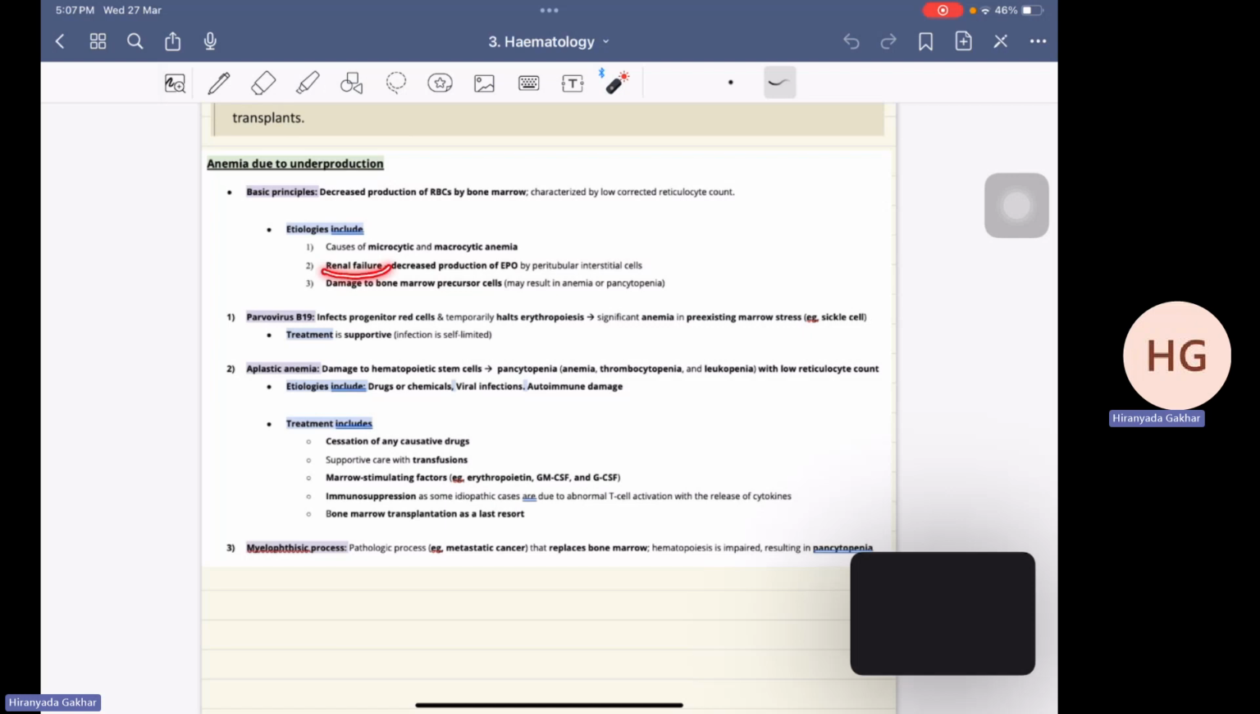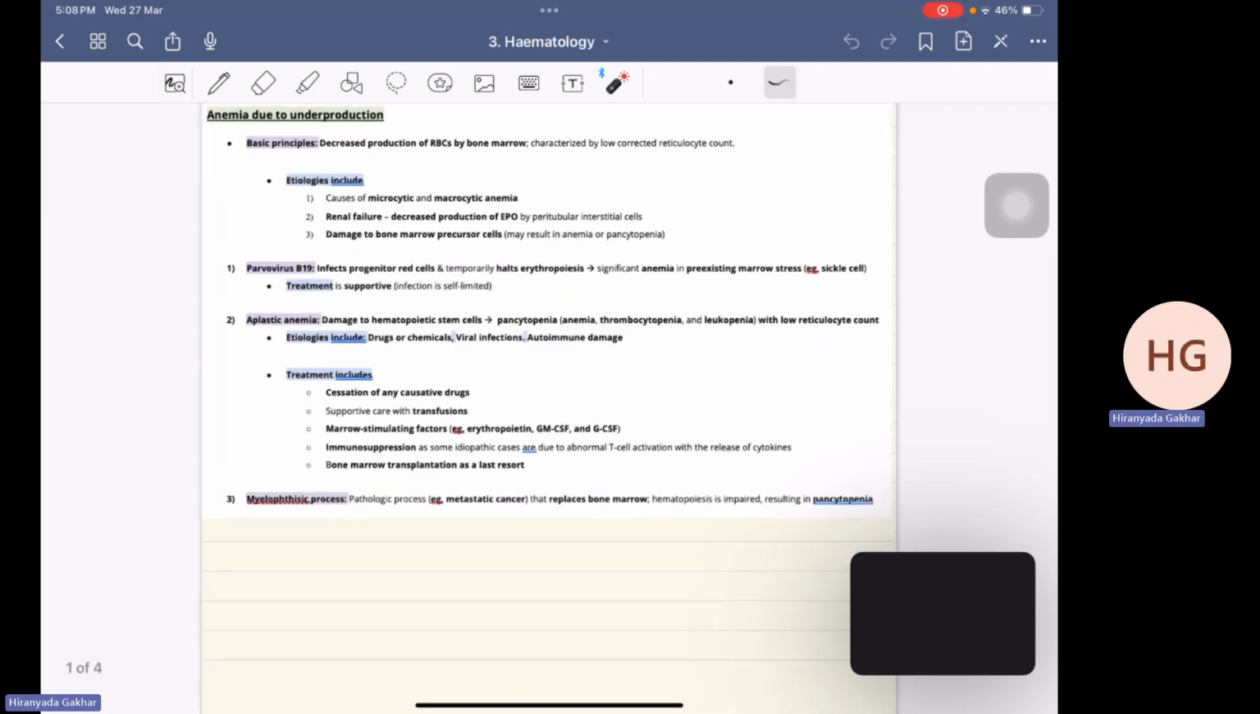It can be due to renal failure because in renal failure there will be decreased production of erythropoietin, and this can lead to a decreased production of the red blood cells. It can also be due to damage to the bone marrow precursor cells that further leads to anemia or pancytopenia, and the symptoms were mentioned above.